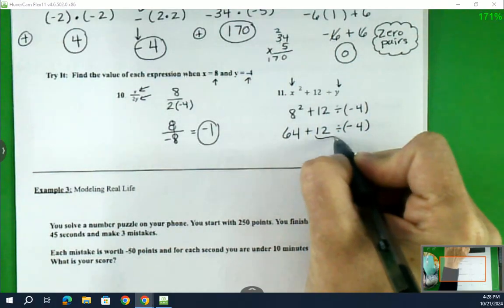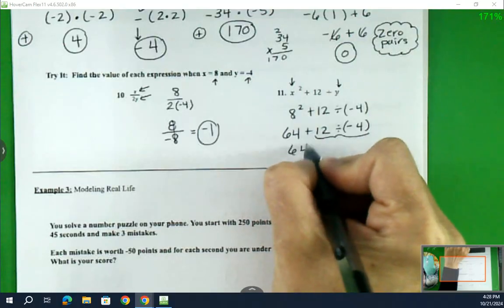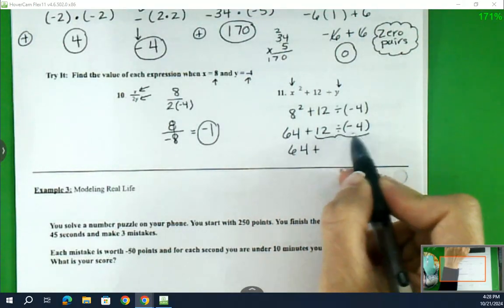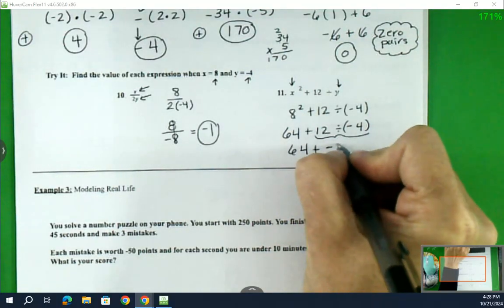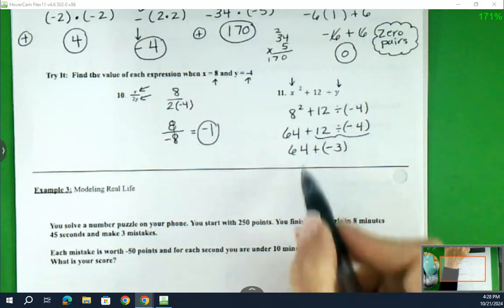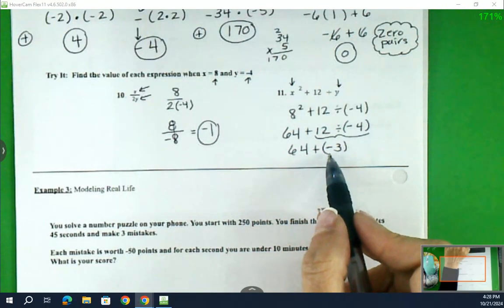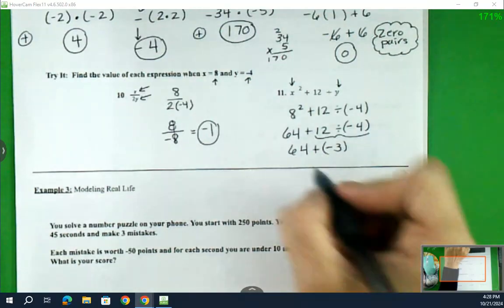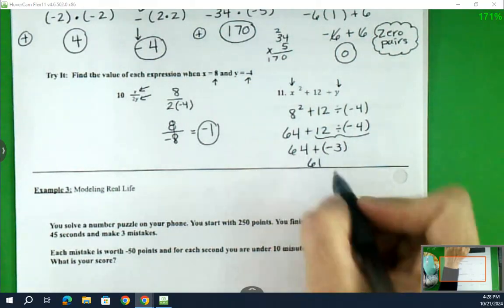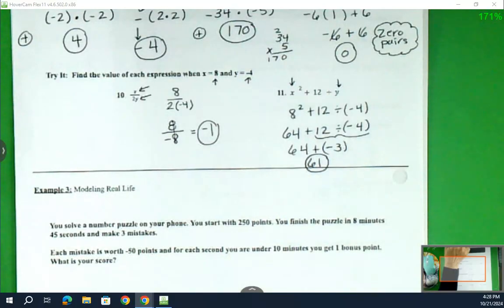And now we're going to do our division work here. So 12 divided by -4 is -3. And then using SADS here, we have different signs. Subtract, 64 minus 3 is 61. And we have more positive, so our answer is 61.